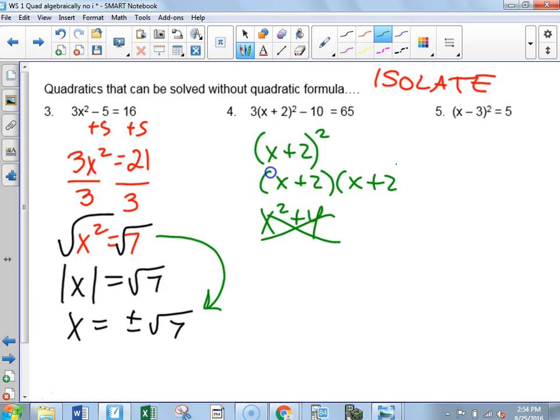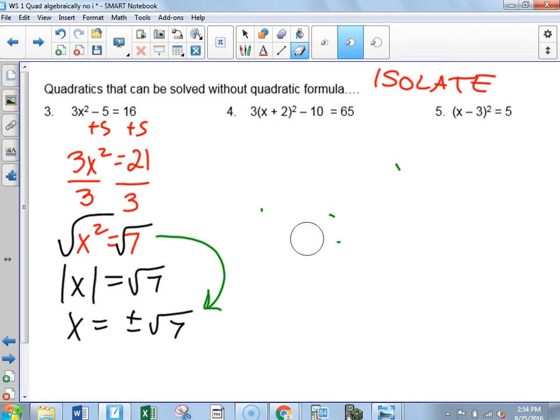But I don't want to do that. That's a lot of work, and I'm going to make a mistake. Because, let me tell you really fast what you'd have to do. You'd have to FOIL it out, then you'd have to distribute the 3, then you'd have to subtract 10, then you'd have to subtract 65 over to that side, and then you'd either have to use quadratic or factor. Okay? Did your head just explode? I would make a mistake.